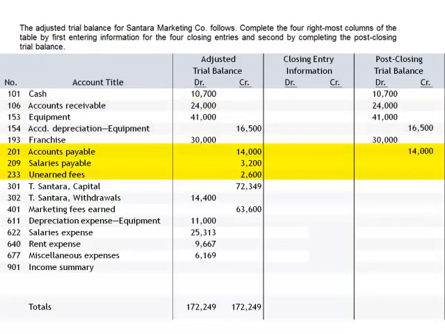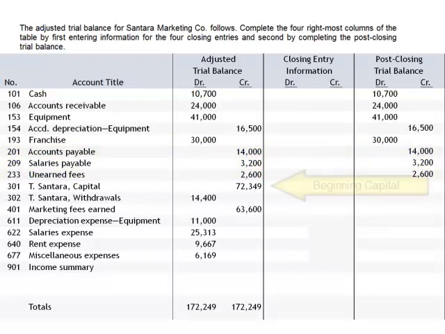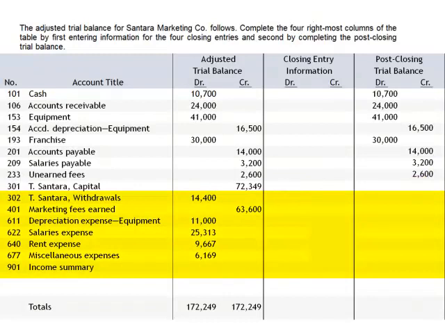Accounts payable, salaries payable, and unearned fees are all liability accounts. Liabilities are not closed, they will be included on the balance sheet, and therefore on the post-closing trial balance. Sentara's capital balance, $72,349, represents the beginning capital balance. The capital account is not closed, but the $72,349 must be updated through the closing process. The remaining accounts will all be closed.